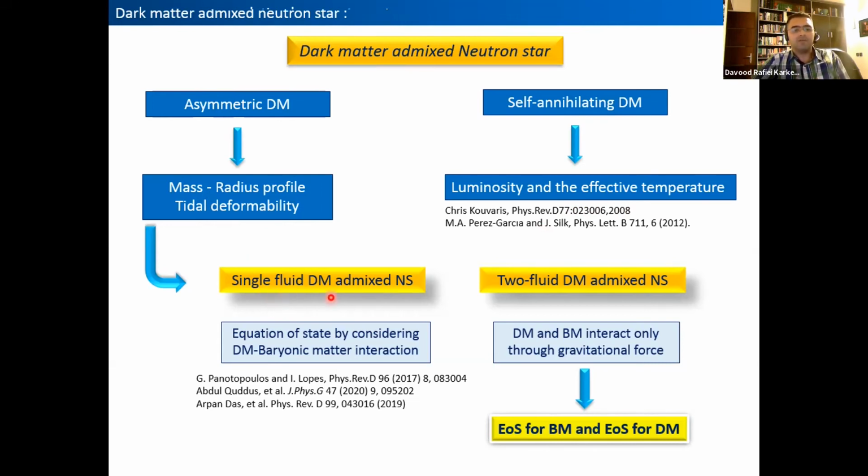And for this case that we have asymmetric dark matter, there are two models. One is the single fluid dark matter admixed neutron star, and the other one is two fluid dark matter admixed neutron star. For a single fluid, we describe the whole object by just one equation of state, in which we consider the dark matter baryonic matter interaction. However, for this one, which is more preferable in this context, dark matter and baryonic matter interact only through gravitational force. So for this case, we have to have two equations of state, one for baryonic matter and the other one for dark matter.